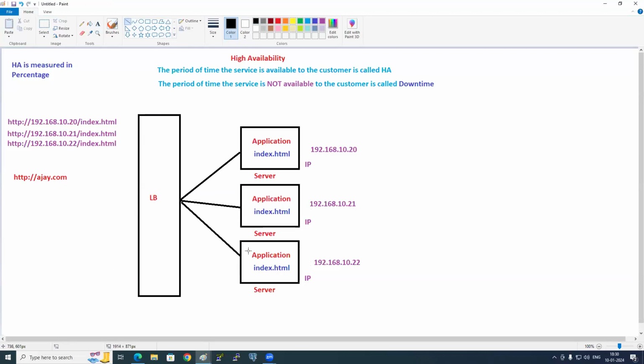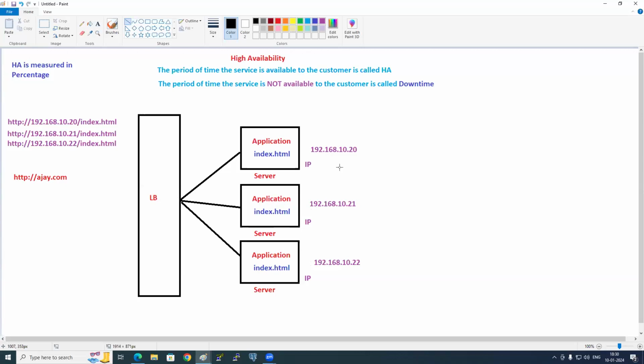First question: would you keep the same application on all servers or different applications? Same. Is it good to keep different, first one Facebook, second one Google, third one Instagram? Is that possible? No, because the load balancer distributes the traffic to all the servers equally, so the response should be from only one website. So same is good.